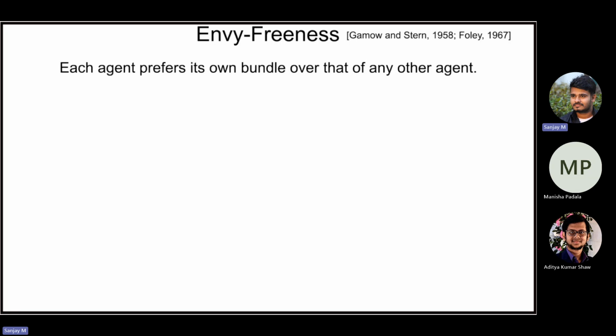So it helps to think about a notion called envy-freeness, which says that every agent prefers its own bundle, at least weakly prefers its own bundle, compared to the bundle of any other agent. It does not want to have the bundle of someone else compared to what it has already got.